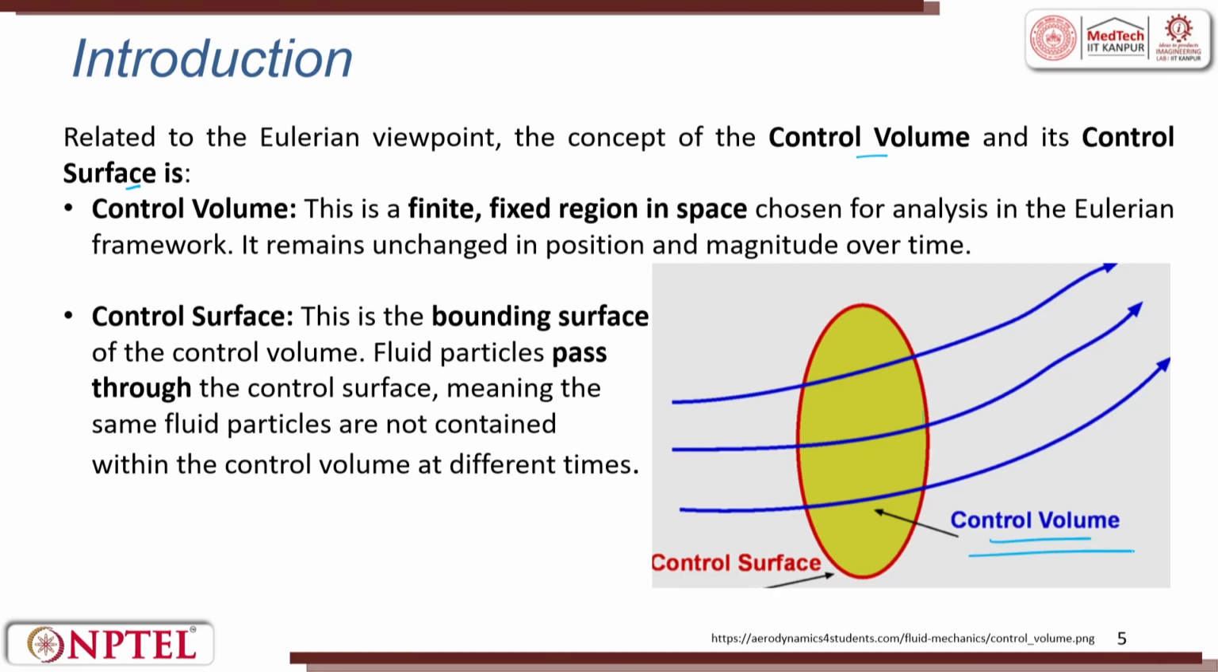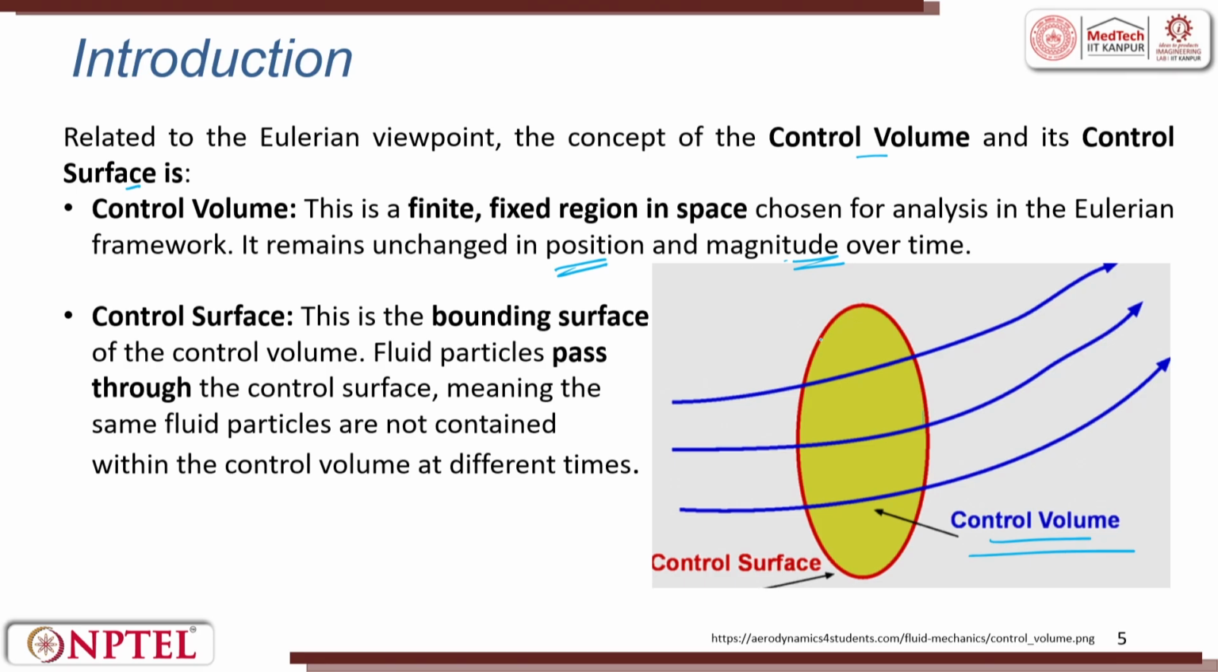So, that is called a control volume. It remains unchanged in position and magnitude over a period of time. So, this control volume is fixed with respect to position and magnitude over time. When we look at the control surface, the control surface is the bounding surface of the control volume.